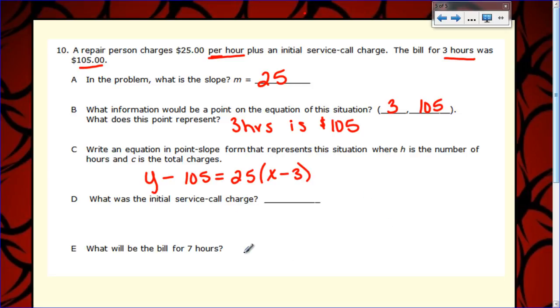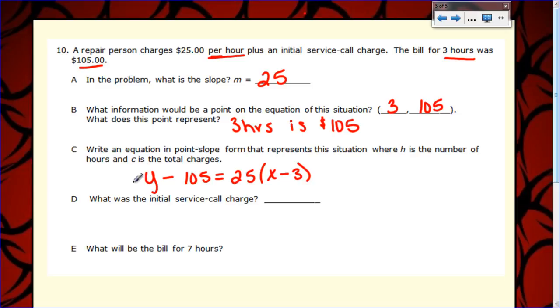Now D asks for the initial service call charge, and I don't happen to know what that is right now. So there are 2 ways I can do this. Number one, I know that it's $25 per hour, and for 3 hours I know the total. I can do 25 times 3 and then subtract that from the total to get what was left over, because 25 times 3 would just give me how much it was for the 3 hours. What is remaining would be my service charge.